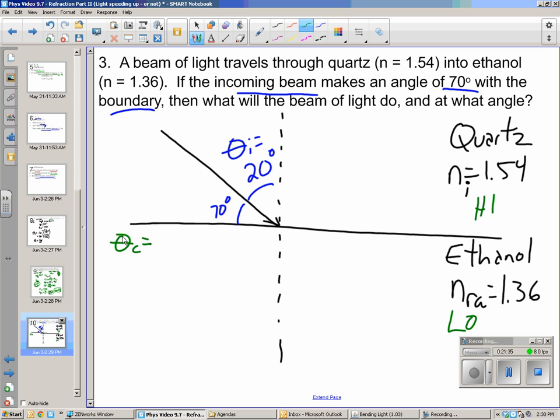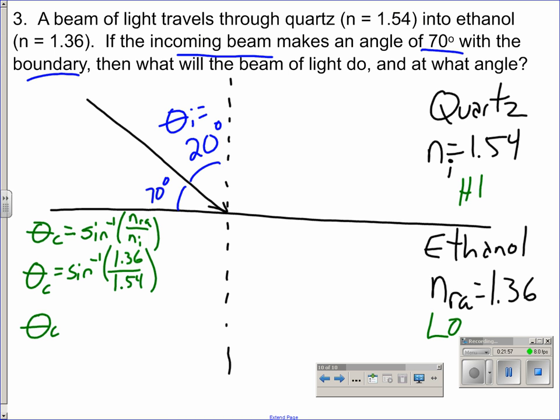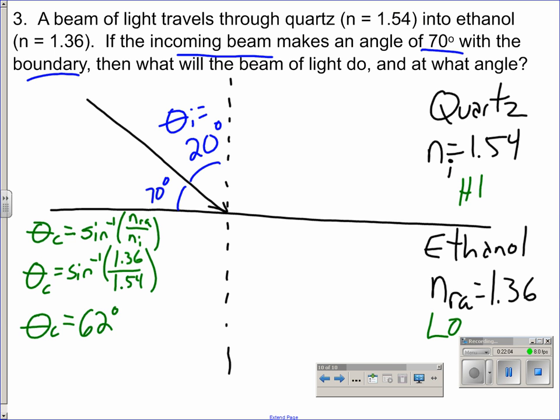The critical angle is the inverse sine of N_ra over N_i. So it's the inverse sine of N_ra, which is 1.36, over N_i, which is 1.54. Divide it, and you will find that your critical angle is 62 degrees. So we found our critical angle. Now we need to take a look. Our incident angle is only 20 degrees, so our incident angle is less than our critical angle. So that means we're at option 2A.